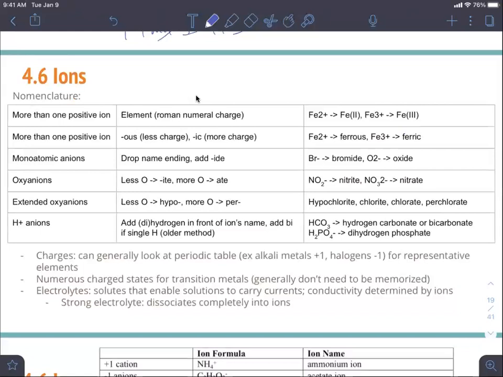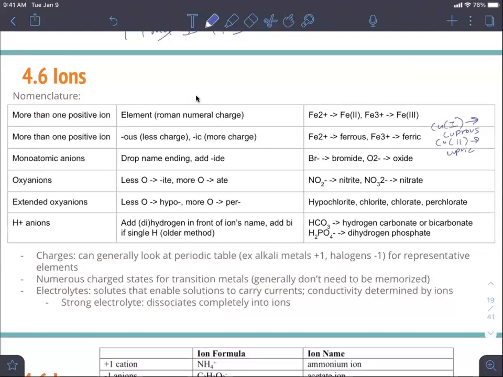However, there's a more outdated method of doing this. So there's the element name adding an "ous" for less charge and an "ic" for more charge. So this would mean that iron 2 plus would become ferrous and iron 3 plus would become ferric. However, "ous" and "ic" aren't related to 2 and 3. What they're related to is just less charge versus more charge. So an example of what I mean is that copper 1, or copper plus, is cuprous and copper 2 is cupric. So just less charge is "ous", more charge is "ic".